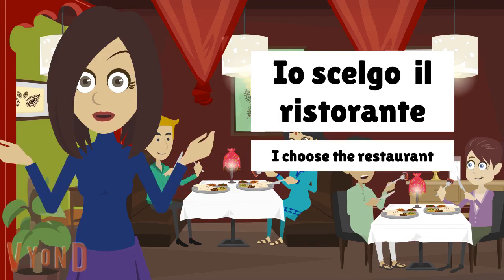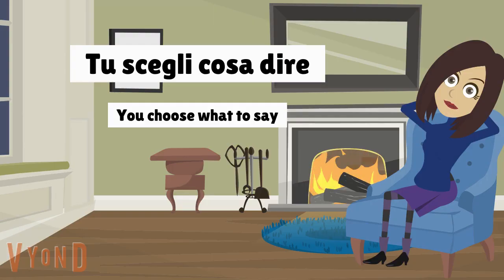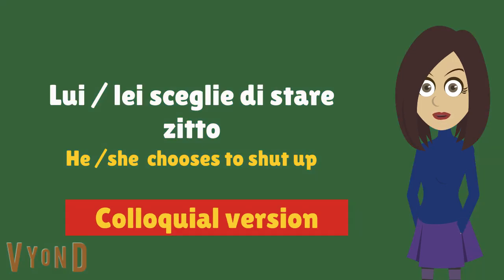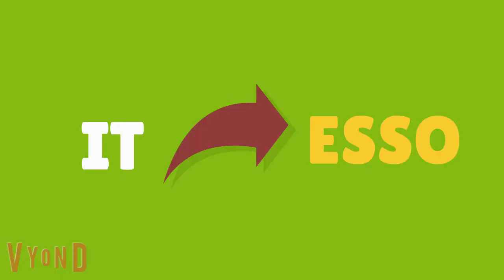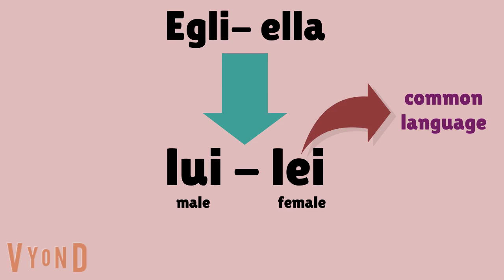Io scelgo il ristorante. Tu scegli cosa dire. Egli, ella sceglie di stare zitto. Lui, lei sceglie di stare zitto. It, in Italian language, is Esso. In the spoken language, the third singular person is Lui, lei.